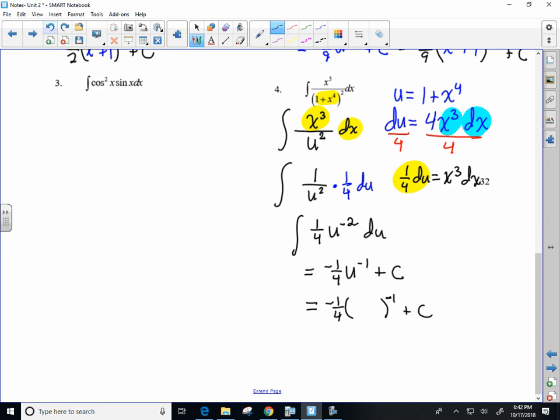All right, so swap out the u for what it really is. Just don't forget the plus c. Going to lose credit if you forget the plus c. Not a ton of credit, a little bit of credit, but credit. It's credit you don't want to lose.